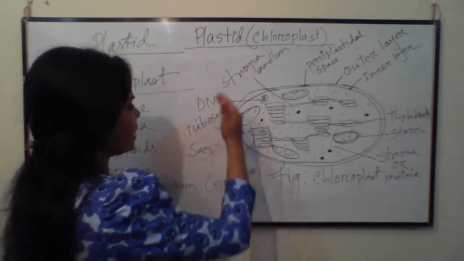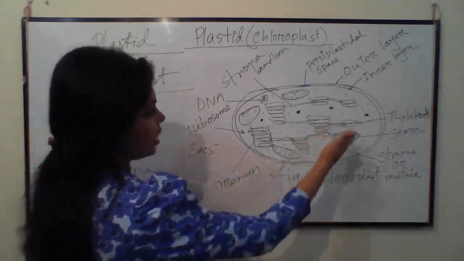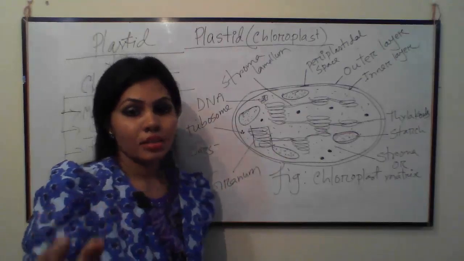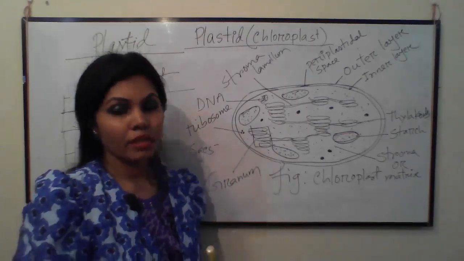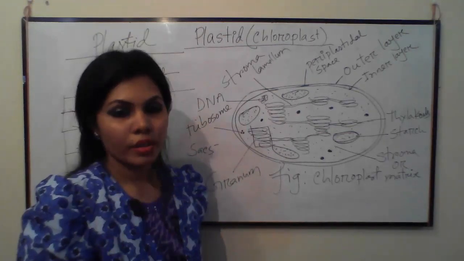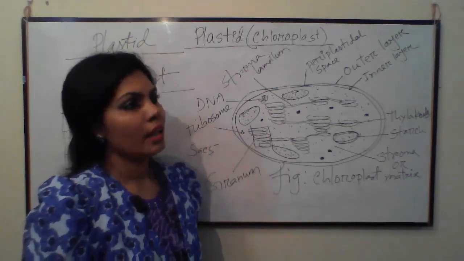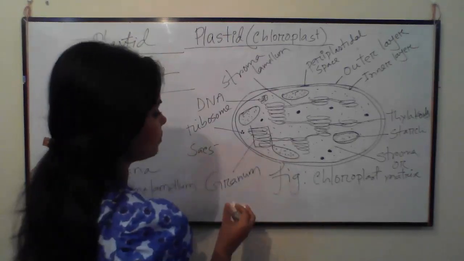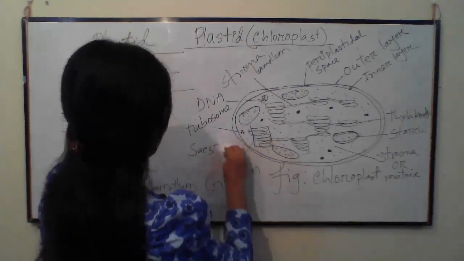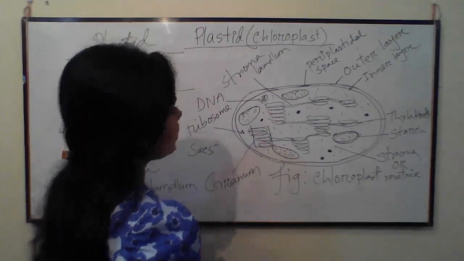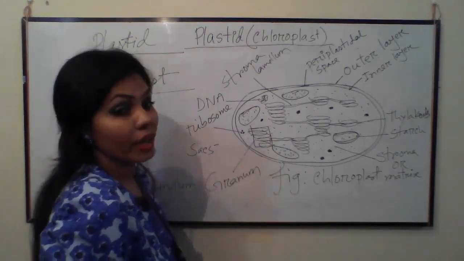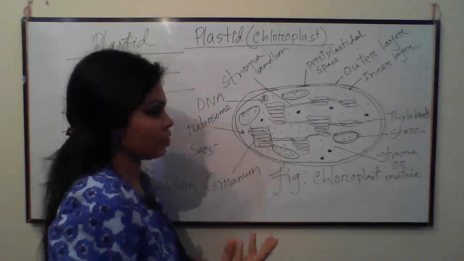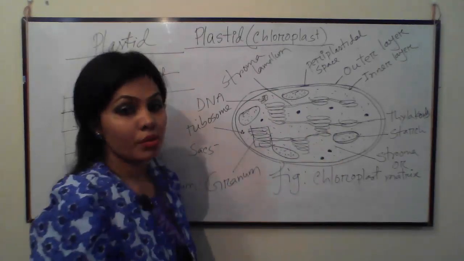Also there is DNA, ribosome, and starch. The chemical composition of a chloroplast is that it contains chlorophyll, protein, lipid, and carotenoids. Another matter is that it has some carbohydrate. A very low percentage of carbohydrate is found in chloroplast, and it is actually starch and sugar phosphates.